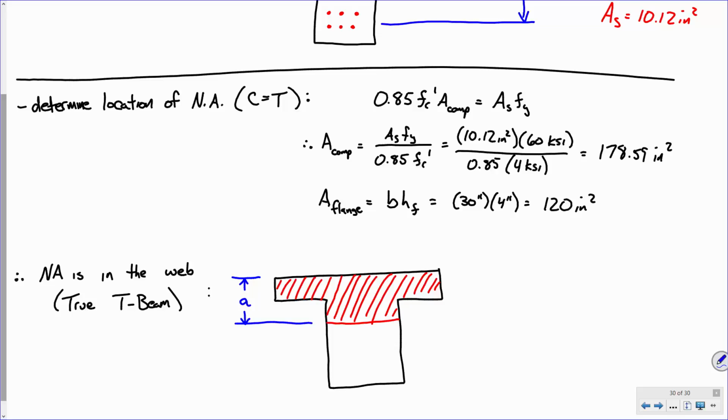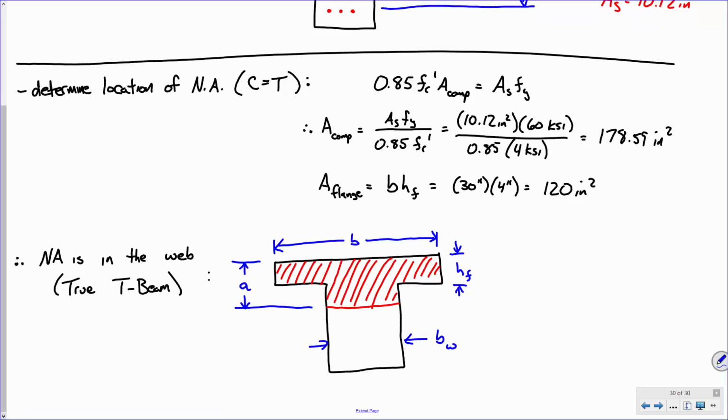Okay. Now this dimension is B. This dimension is HF. And this dimension is BW. Does that make sense? All right.